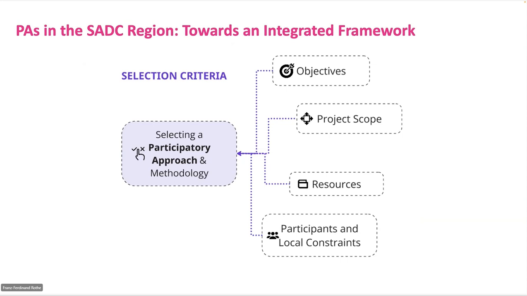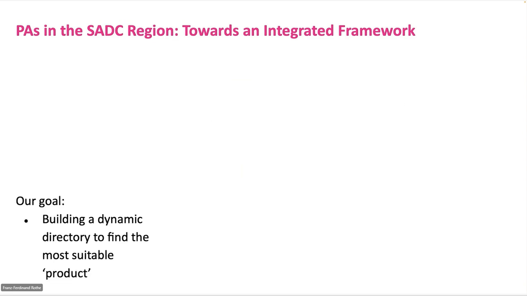So we started from the assumption that you have to give people a way to maneuver and navigate all these different decisions and selection criteria that will shape which approach and which method works, and how we can localize and tailor it to not only meet your objectives, but also make it available to a broad range of participants and make it work in the face of local constraints. So we developed a framework that should help people in navigating this process. The goal of this integrated framework was to build a dynamic directory to find the most suitable product, if you will.